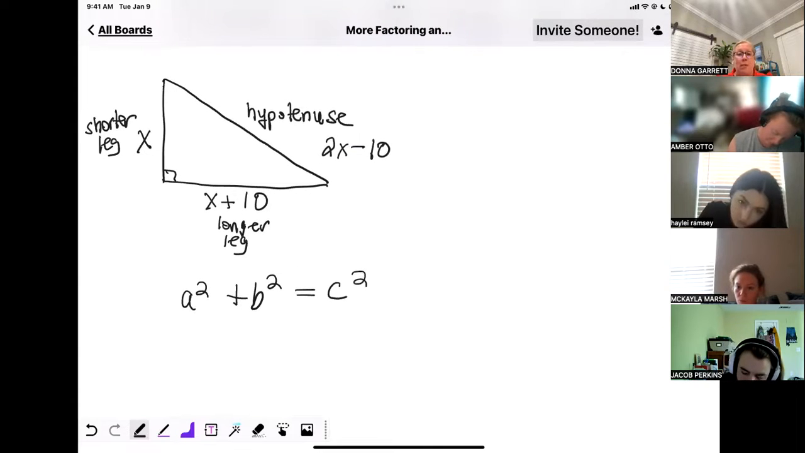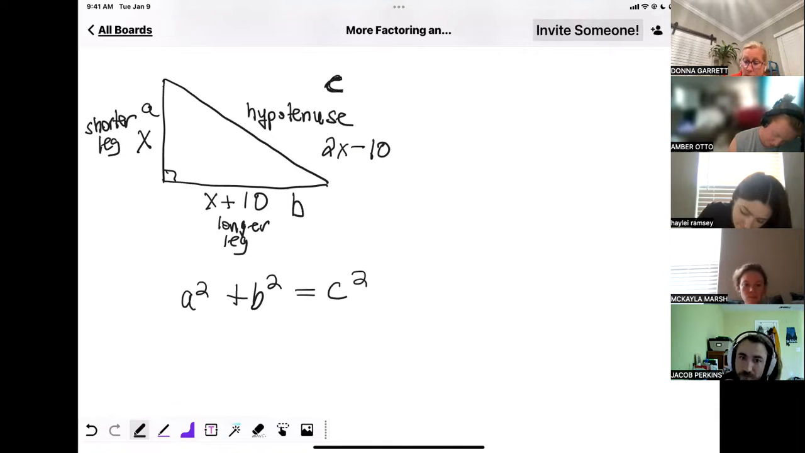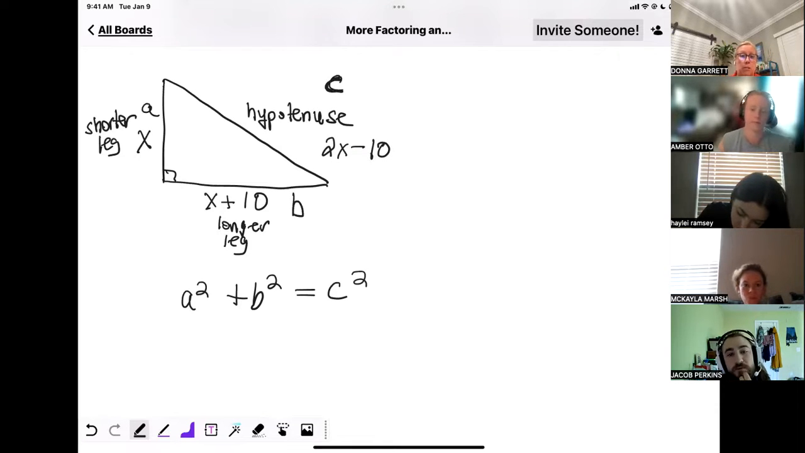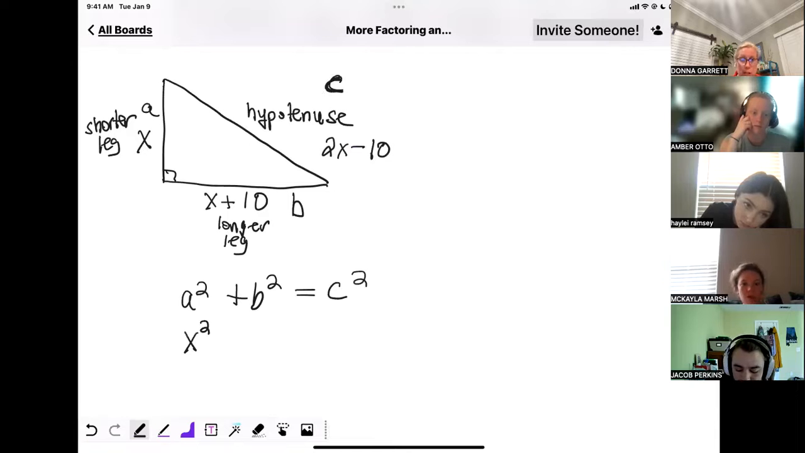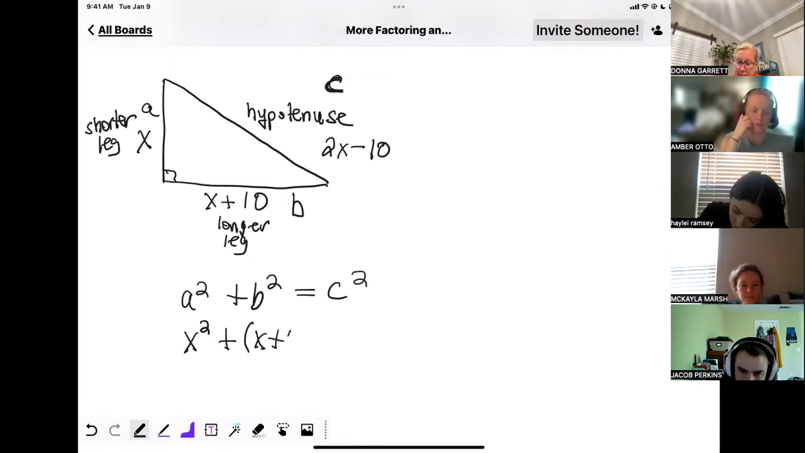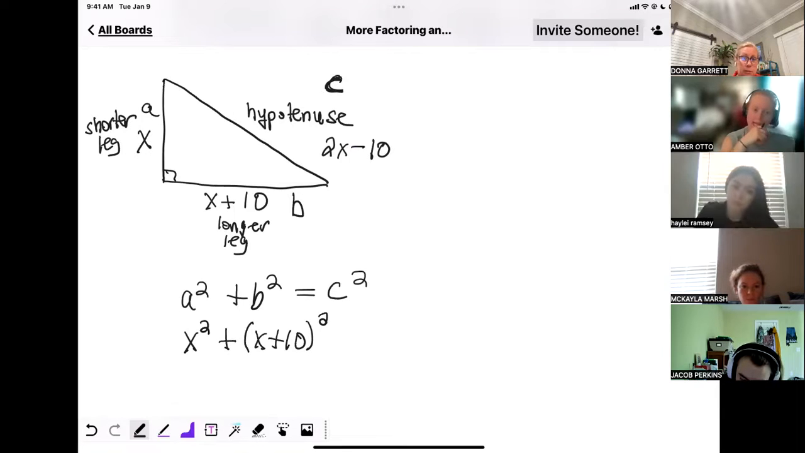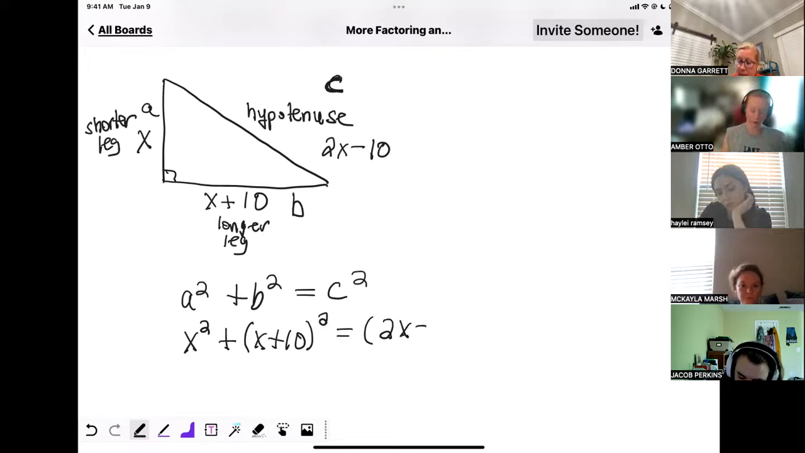So we don't have a, b, and c. We have x's, right? So let's make this a, we'll make this b. This one has to be c. A and b could be reversed, but c has to be the hypotenuse. So we have x squared, that's for the shorter side, plus the longer side, (x + 10) squared, is equal to the hypotenuse, which is (2x - 10) squared, the whole thing squared.